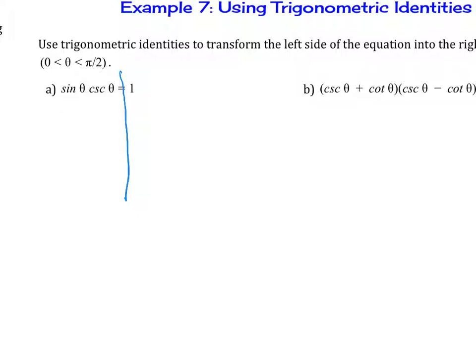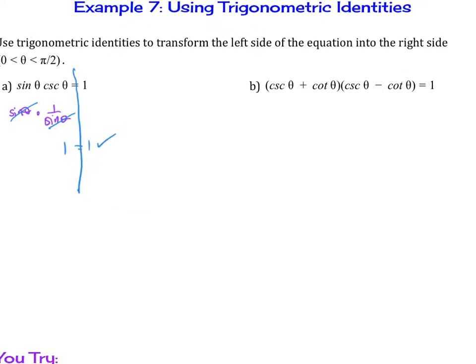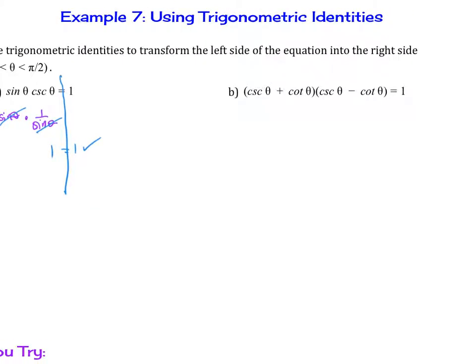Now what we can do is just change things. So we know that sine of theta, that's fine. Cosecant of theta is 1 over sine of theta. And notice that they cancel out, so therefore 1 equals 1. So that is true. Letter B, so we have cosecant of theta plus cotangent of theta times cosecant of theta minus cotangent of theta equals 1.